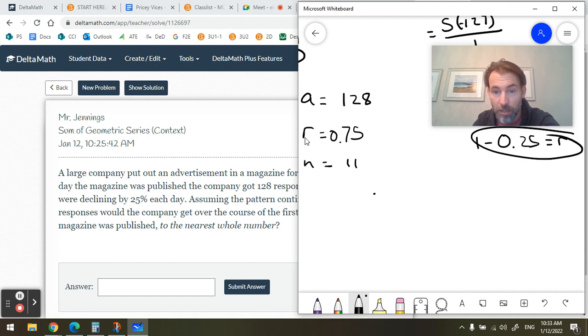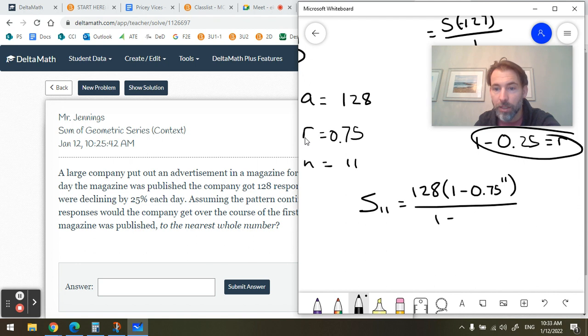So let's just use our formula. S at 11 is equal to, I'm not writing everything out again for you. A is 128 multiplied by 1 minus r to the 11 over 1 minus r. Okay. S at 11 is equal to 128. Yeah, 128. The 2 goes in between the 8 and the 1, Mr. Jennings. Multiplied by 1 minus.